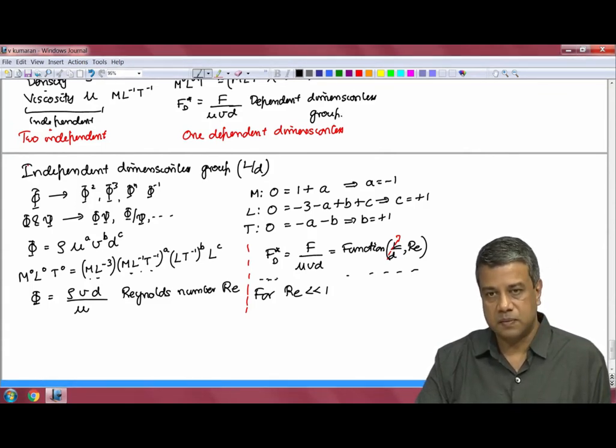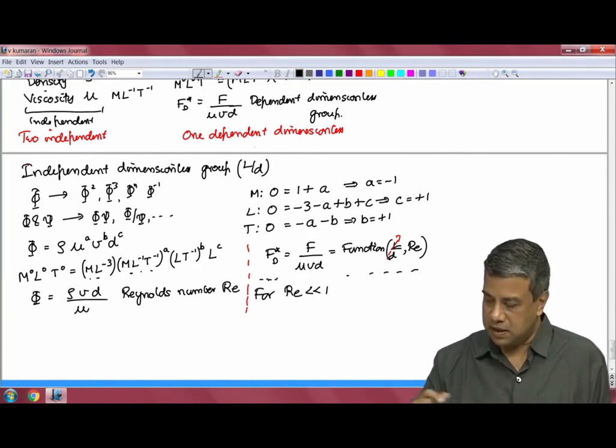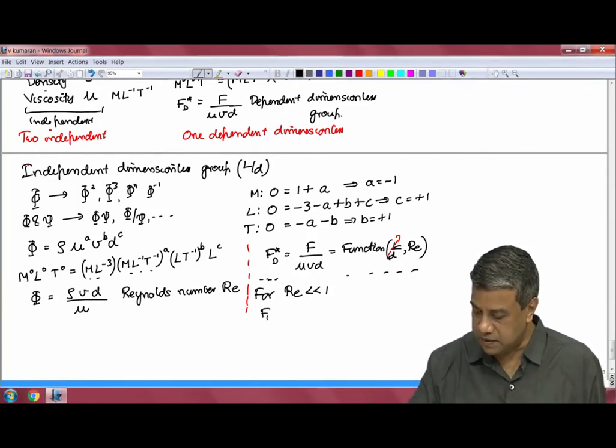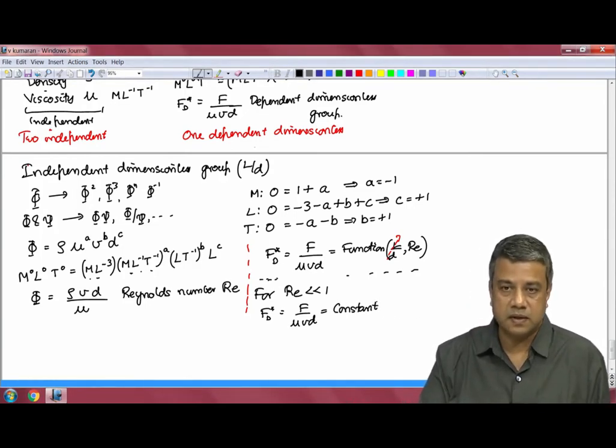That means that it has to depend only upon the viscosity, the velocity and the diameter, and in that case you get an equation for the drag force, which is basically F by mu v d is equal to a constant, because it no longer depends on the density.